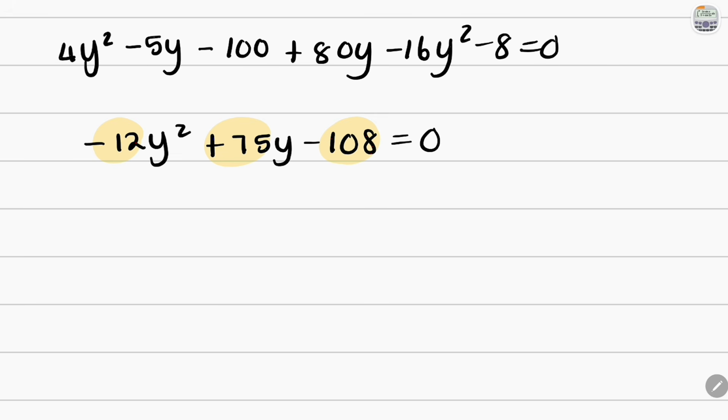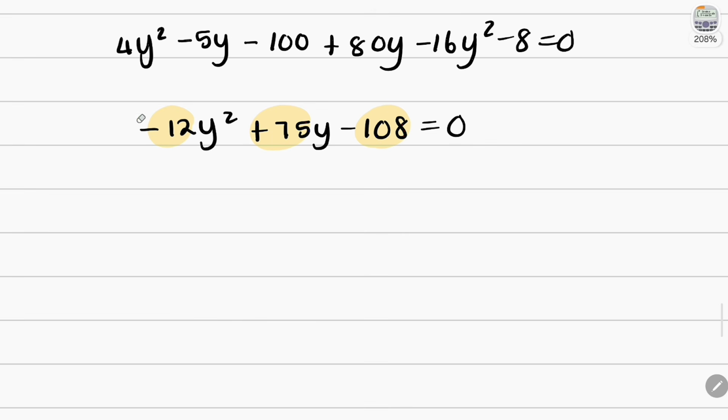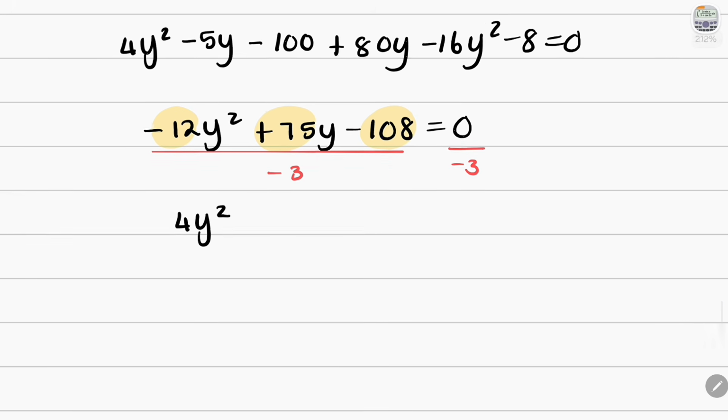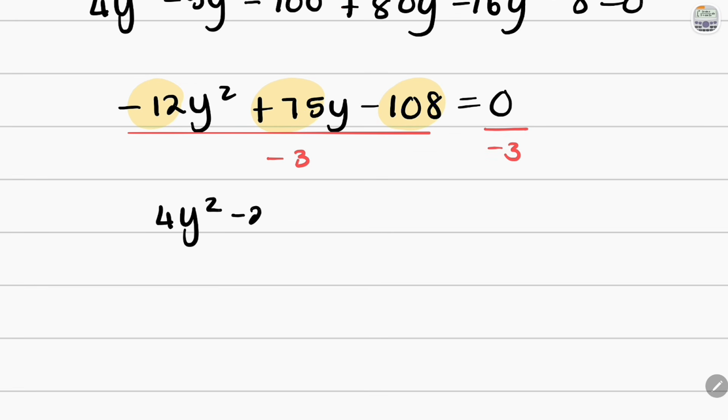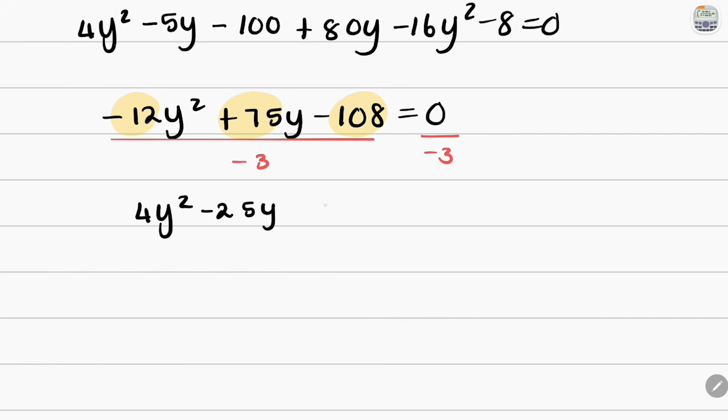Okay, negative 108. What do they have in common? They are numbers that are divisible by 3. So we can just divide both hand sides, because this is negative in front, the y squared. Just divide both hand sides by negative 3. And so that becomes positive 4y squared. Negative 75y divided by 3 is negative 25y. And then negative 108 divided by negative 3 is positive 36. And just make sure that the signs are all correct. Okay, so it's equal to 0.